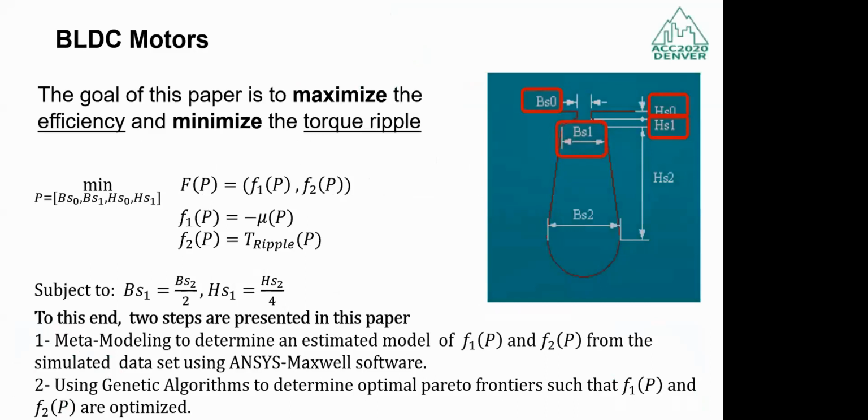Both efficiency and torque ripple are a function of the rotor slot geometry. As you can see in the picture, we have 6 design parameters, which reduce to 4 independent design parameters by using the equality constraints in the standard formulation. To this end, 2 steps are presented in this paper. First, meta-modeling to determine an estimated model of F1 and F2 from the simulated dataset using ANSYS Maxwell software. Second, using genetic algorithms to determine optimal Pareto frontiers such that F1 and F2 are optimized.